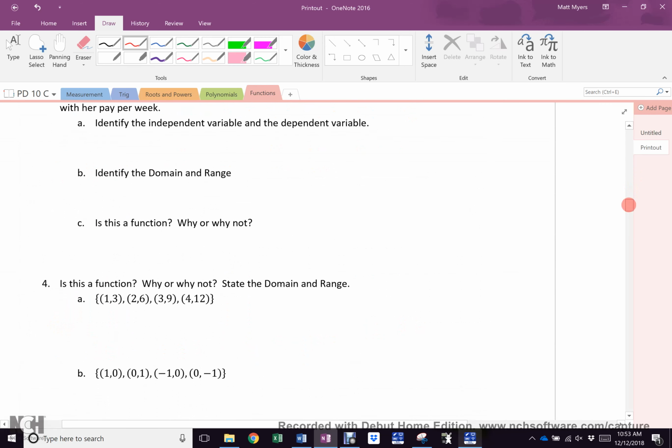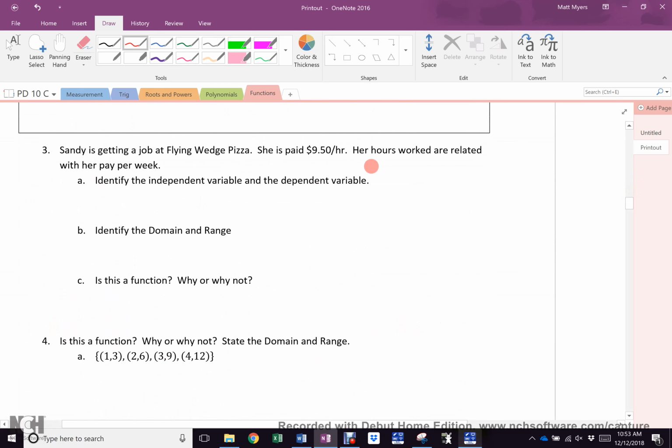Now your next page has a bunch of this stuff. Now let's talk. We're running short on time. I want to get number 3 done. There's 2 variables in this question. 2 things that can change.